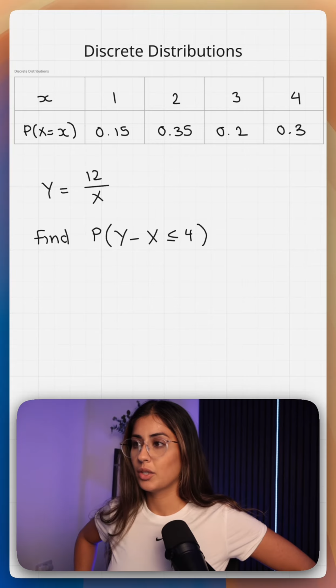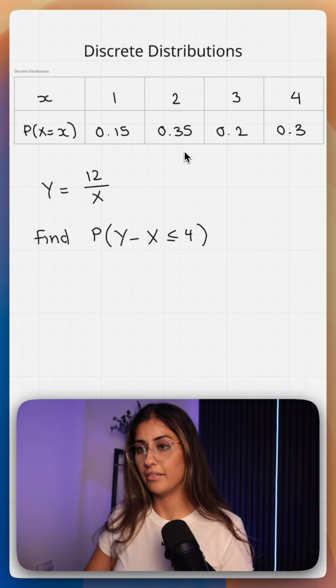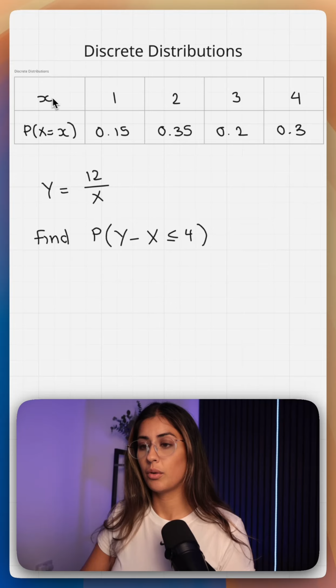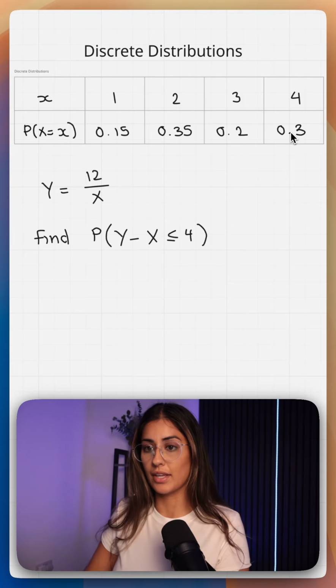Discrete distributions is a topic that can throw a lot of people off because there's not much content there. So in this question, I have a probability distribution table where we have outcomes of x, which is 1, 2, 3, 4, and the probabilities of each of those outcomes.